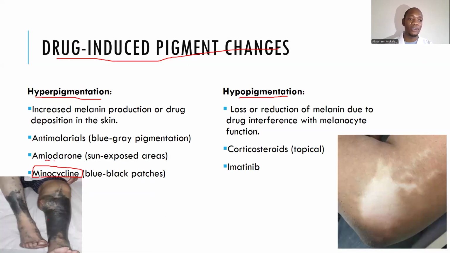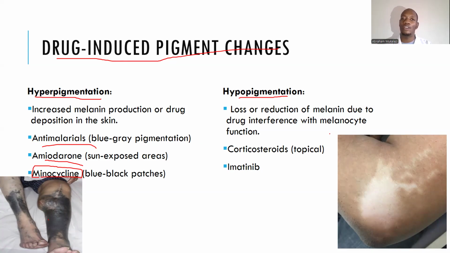So sometimes people can get amiodarone-induced hyperpigmentation. Even sometimes antimalarials give you hyperpigmentation for patients who are on chronic care for dermatomyositis, SLE, where we give hydroxychloroquine and the rest, so they can end up with this hyperpigmentation.